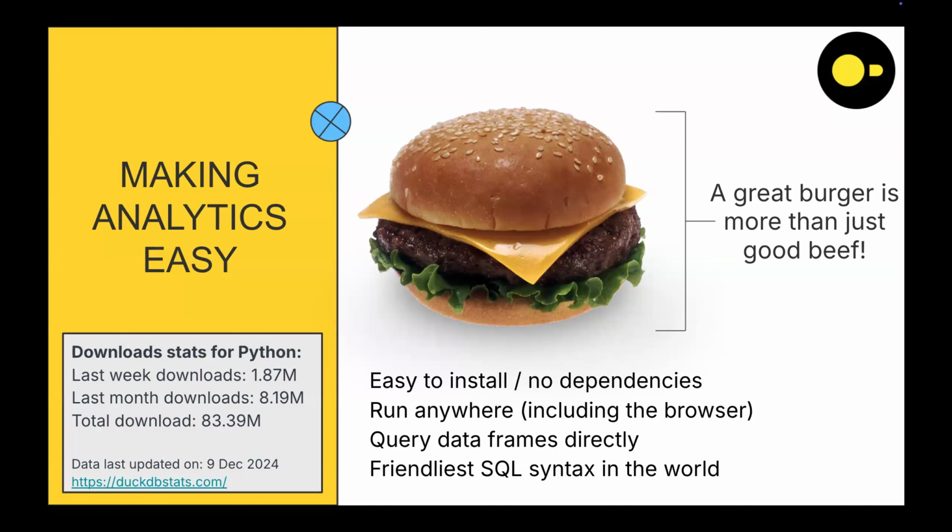And this is just from last week. They had almost 2 million downloads on Python alone. And in the last month, 8 million. And this is just for Python. So there are also other ways you can use DuckDB. But this is publicly available data.